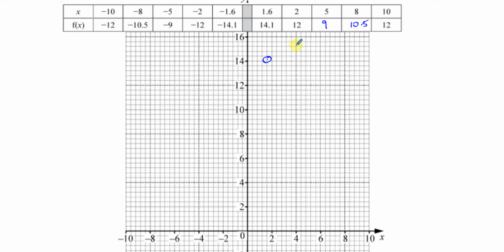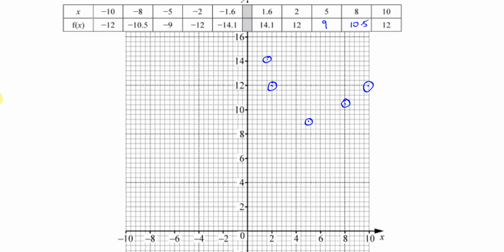Then we've got 2 and 12, which is a pretty easy one. 2 and 12 is right here. Then we've got 5 and 9. So remember, 5 is halfway between 4 and 6, and 9 is halfway between 8 and 10. So it's going to be right in the square in the middle of both of those. And then you've got 8 and 10.5. Now remember, that's 10.4, so it's just above 10.4, which is going to be here. And then we've got 10 and 12, which is back here again.